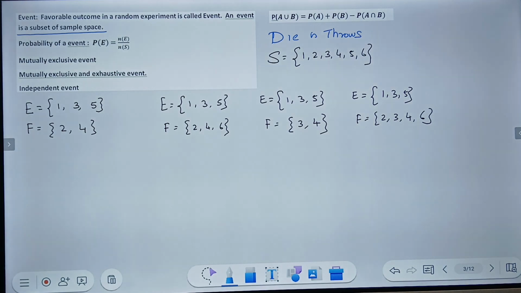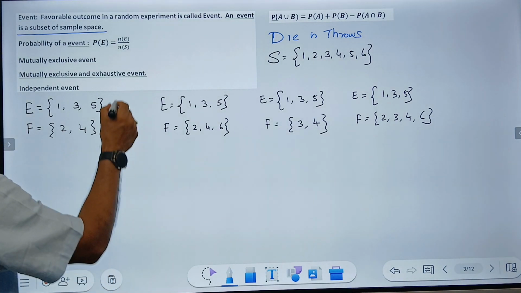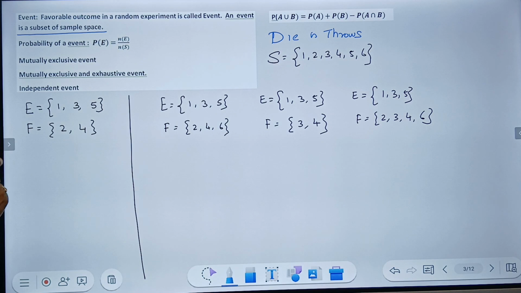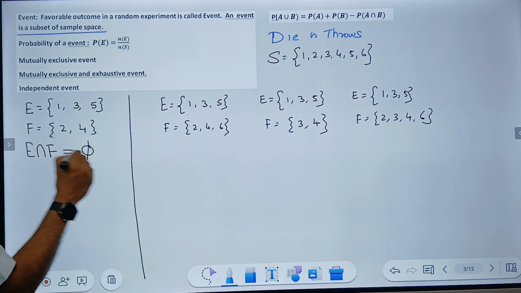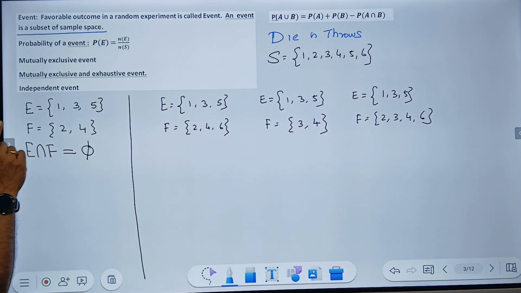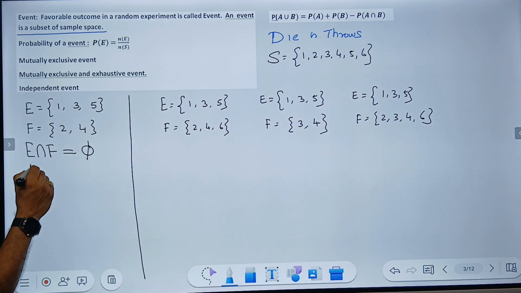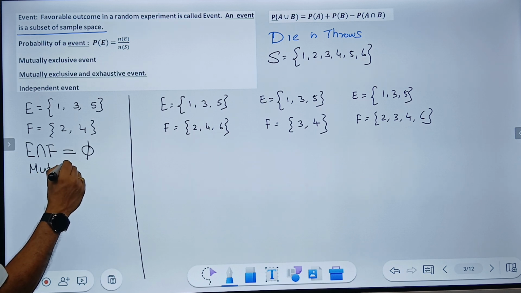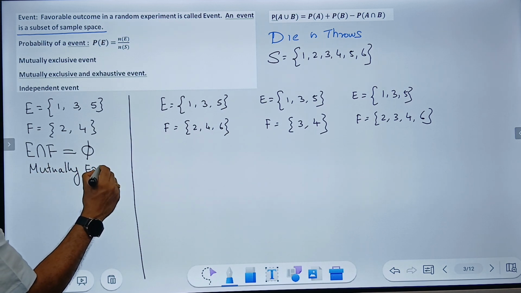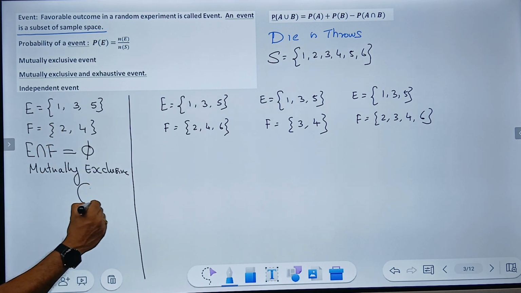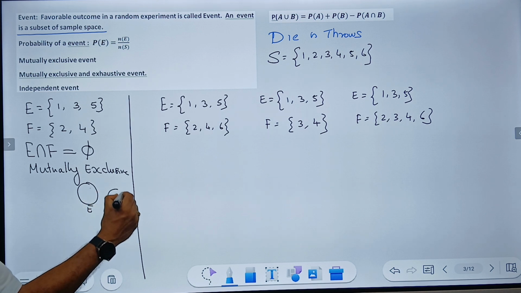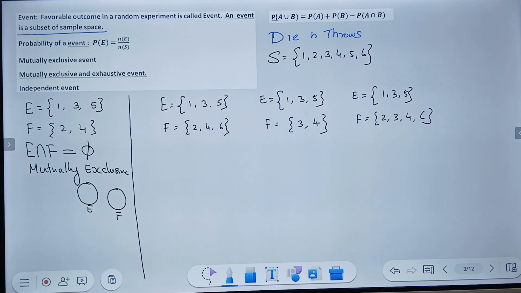Now look at this example. If you analyze this example carefully, these are two events and clearly they have nothing in common. E intersection F is the null set. If E intersection F is the null set, you can say the two events are mutually exclusive. Or otherwise you can say the two sets are disjoint. If I represent E like this, my F I can write like this. They will not overlap. So this is a mutually exclusive event.